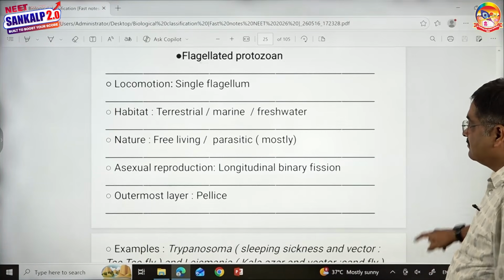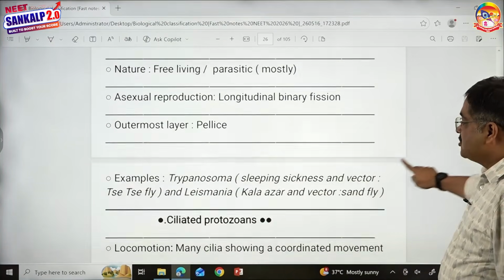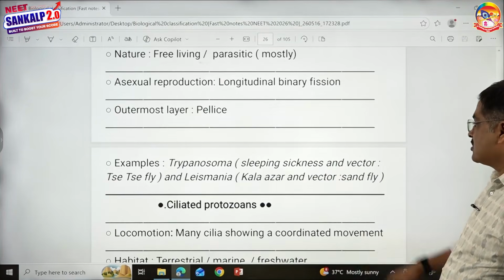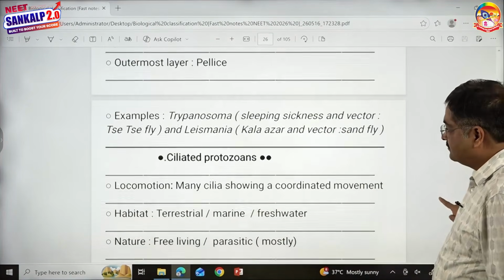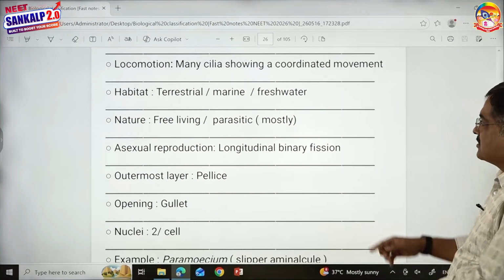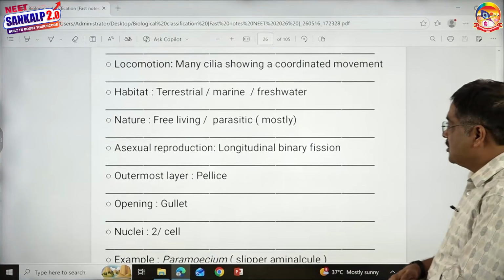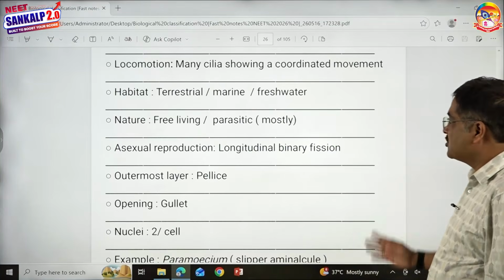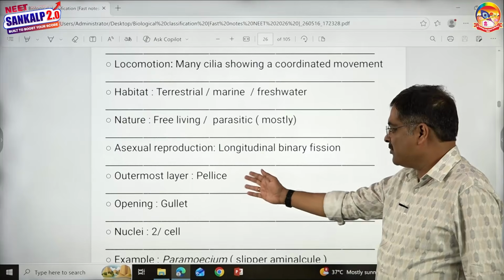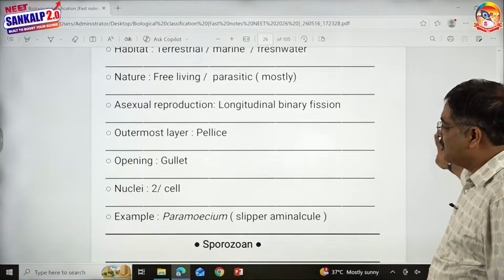Outermost layer is pellicle. They have a single flagellum. Trypanosoma causes sleeping sickness and the vector is the tsetse fly. Leishmania causes kala azar, the vector is sandfly. Ciliated protozoans: now look at ciliated protozoans. Many cilia, they show coordinated movements. They may be terrestrial, marine or freshwater. Asexual reproduction not needed. Outermost layer pellicle. Opening is gullet, 2 nuclei per cell.